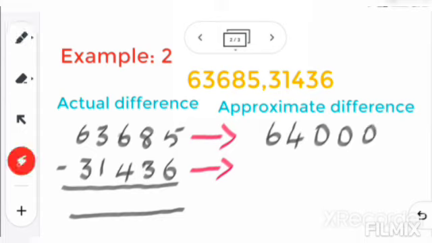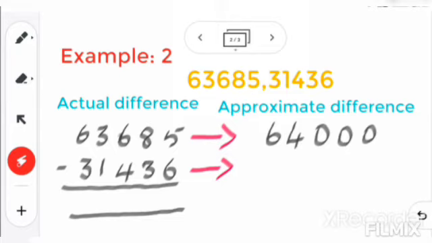Understand, you have to be careful. You make a change in the thousands place since you are rounding off to the nearest thousand. And the left side number, whatever the digit is there, it will remain the same. But all the right side digits will become 0.